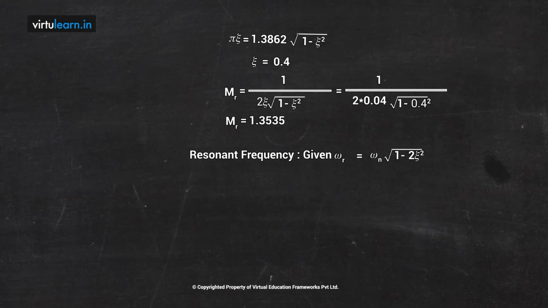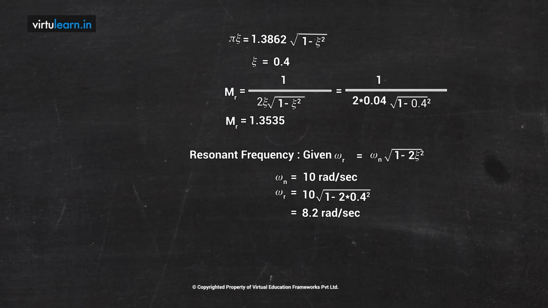And here we can assume omega n is 10 radian per second. For this 10 radian per second, we can write omega r. So omega r is 10 into square root of 1 minus 2 into 0.4 square. So that gives 8.2 radian per second. So this is the resonance frequency.